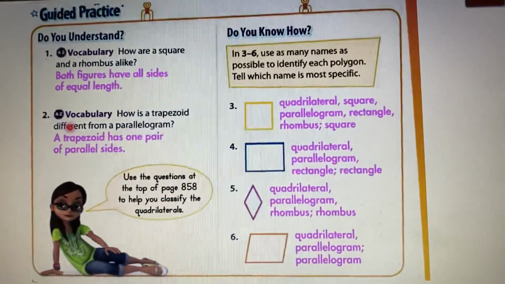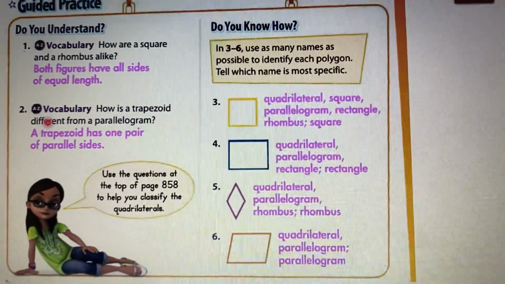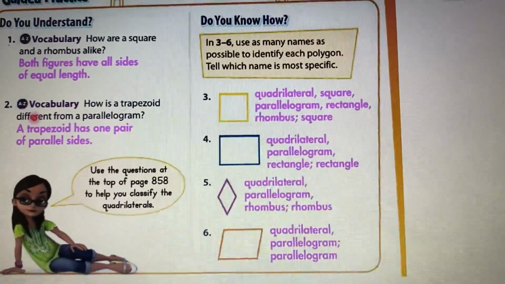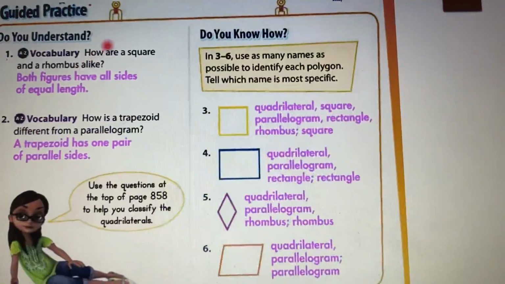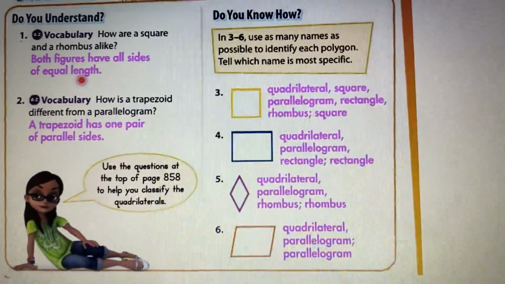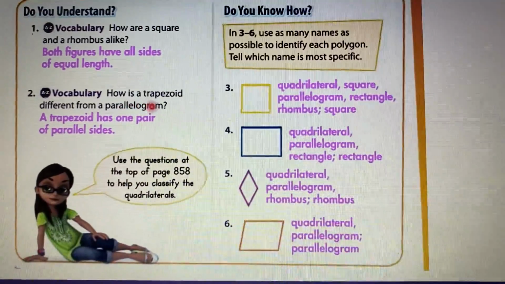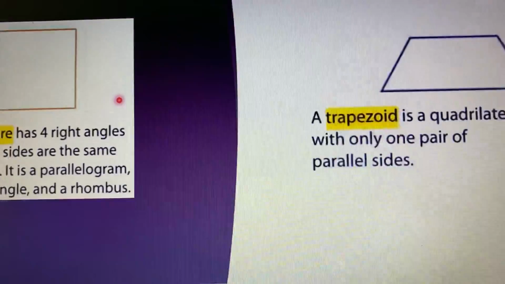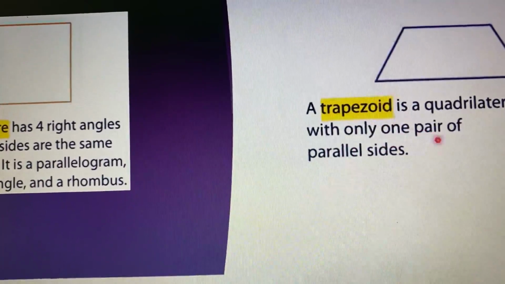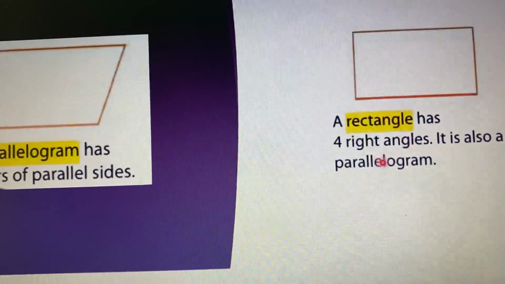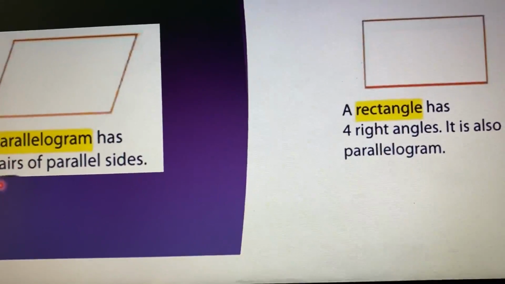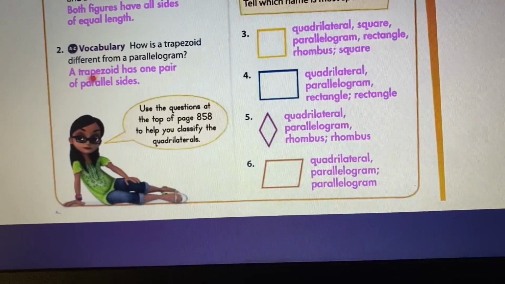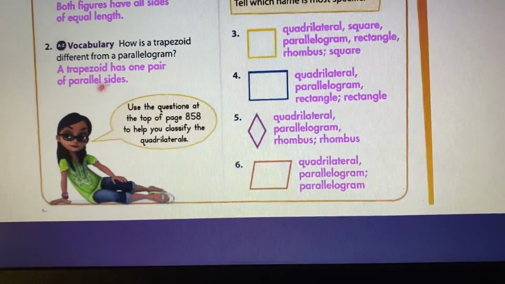Okay, now let's take a look at question number 1. How are a square and a rhombus alike? About the sides. Their sides are equal, right? Both figures have all sides of equal length. How is a trapezoid different from a parallelogram? Think about the sides. Look at the trapezoid. It has only 1 pair of parallel sides, but the parallelogram has how many pairs? 2 pairs of parallel sides. So a trapezoid has 1 pair of parallel sides.